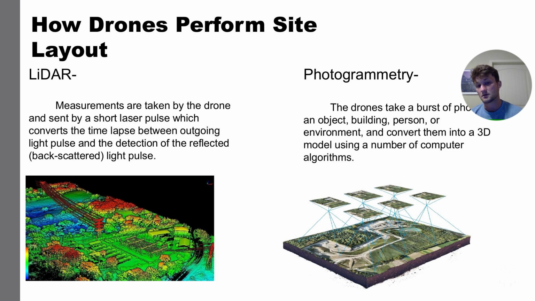And then photogrammetry, the drones take a burst of photos of buildings, persons, environments, and convert them into a 3D model using a number of computer algorithms. So it's kind of like LiDAR, but not really. Instead of lasers, it's just taking a bunch of pictures at the same time.